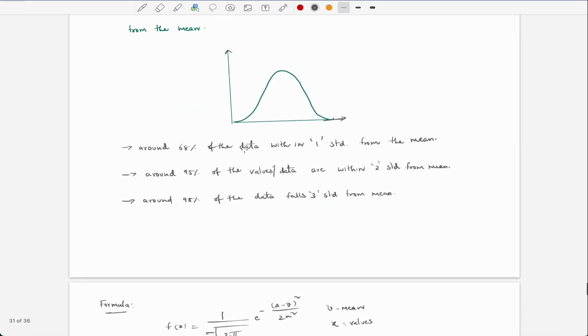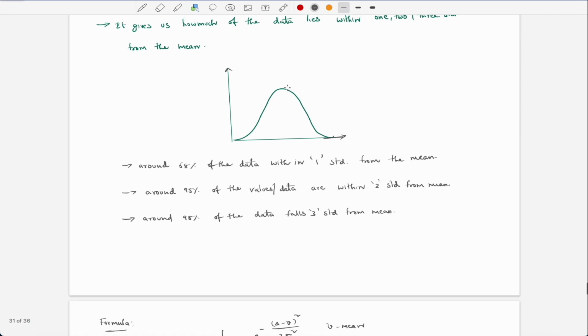Around 68% of the data is within one standard deviation from the mean. This is the mean, right? So around 68% of the data is within one standard deviation from the mean. The yellow line is the one standard deviation.